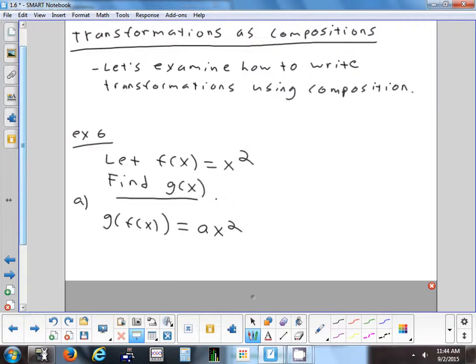These can be a little tricky because it's like you're working backwards. They're telling you what f of x is. They're telling you what the composition is going to come out to. They want you to find the function that would give you the composition. Before, I gave you the top two and you found the bottom one. Now I'm giving you the bottom one and you're finding one of the top ones here.